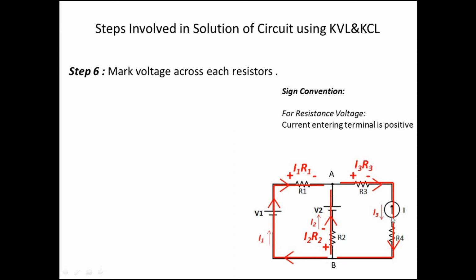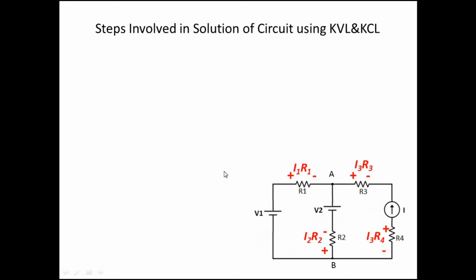Similarly for R4, the current is entering this point, leaving this point. So here plus and here minus. The current is I3. I3 is flowing through R4. So the voltage will be I3 into R4. So these are the voltages across each resistor.